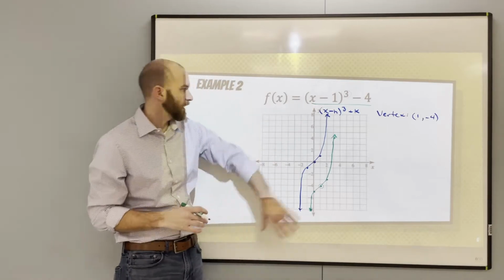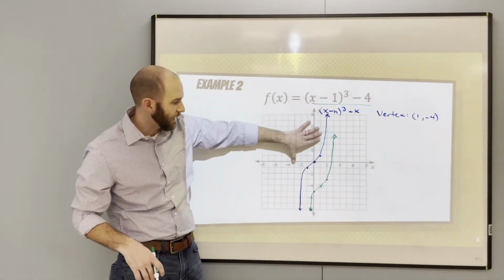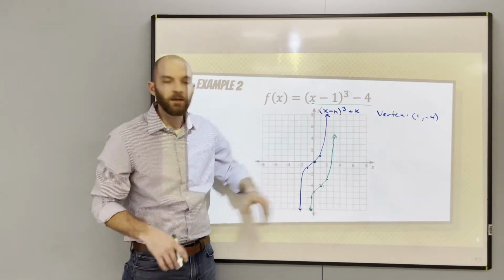And this green function now is a translation of our blue function. It has the exact same curvature. It's just shifted to the right and down.